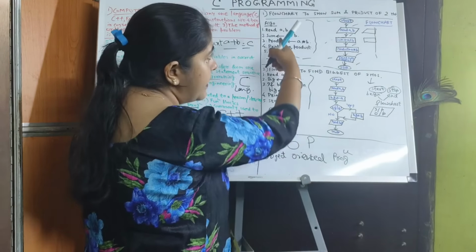Now the third one is processing, arithmetic operator. While processing will be done, for any kind of arithmetic operator, this rectangle is followed. This is for arithmetic operators, right?